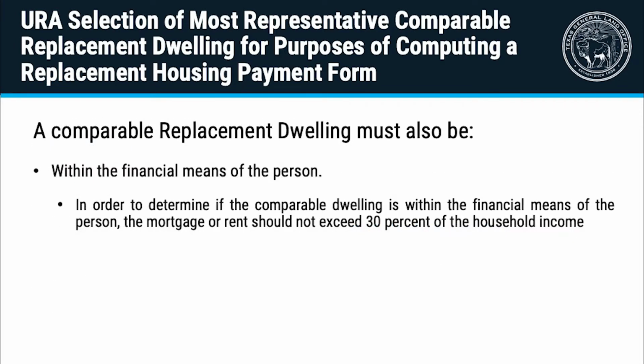A comparable replacement dwelling must also be within the financial means of the person. In order to determine if the comparable dwelling is within the financial means of the person, the mortgage or rent should not exceed 30% of the household income.